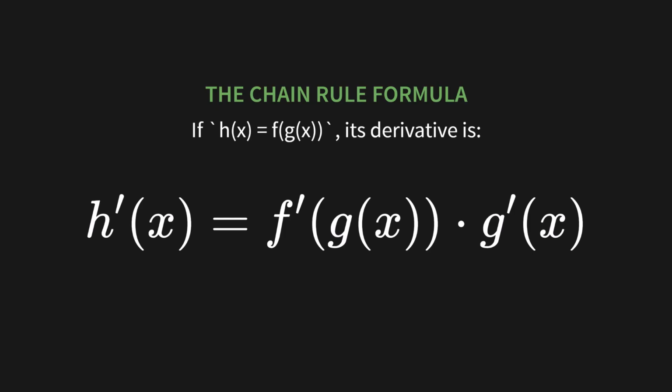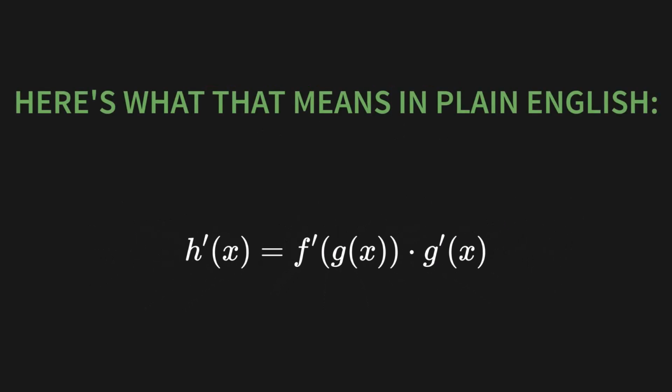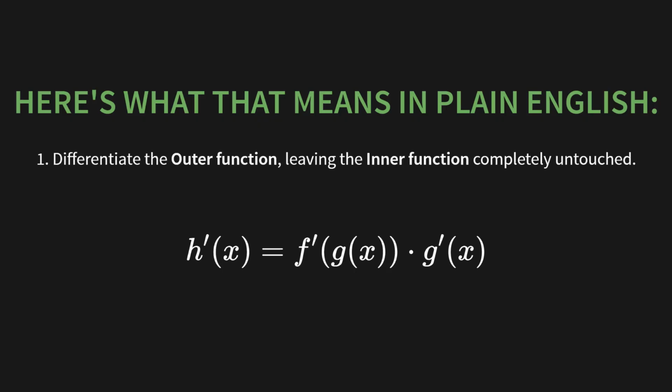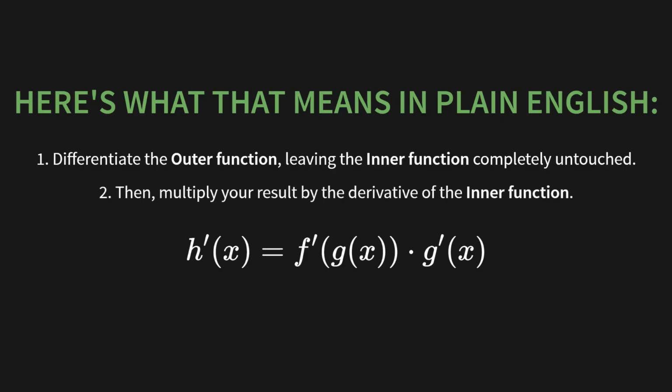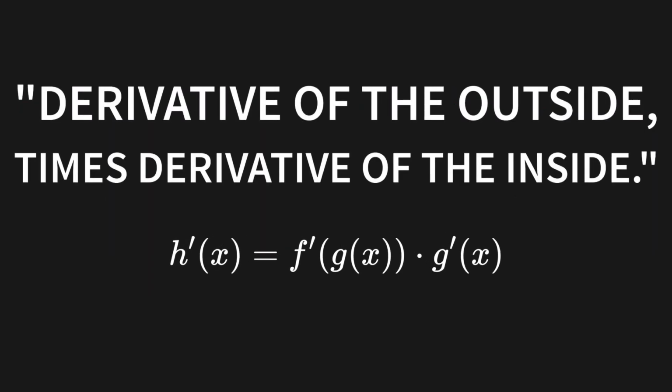Okay, that looks a little abstract, I know. Here's what that means in plain English. First, differentiate the outer function, leaving the inner function completely untouched. Just leave it there. Second, then multiply your result by the derivative of the inner function. You see, f prime of g of x times g prime of x. We have a little saying for this. It goes derivative of the outside times derivative of the inside. That's it. That's the rhythm you need to remember. Derivative of the outside times derivative of the inside. Let's use this master key to unlock these impossible-looking problems instantly.